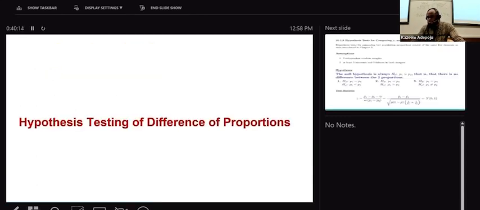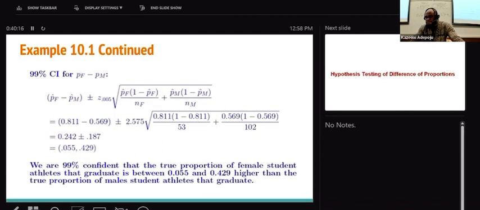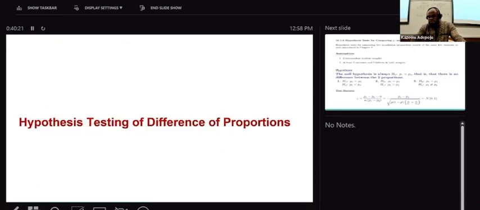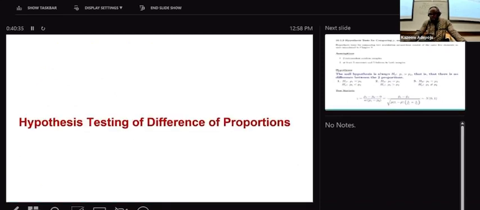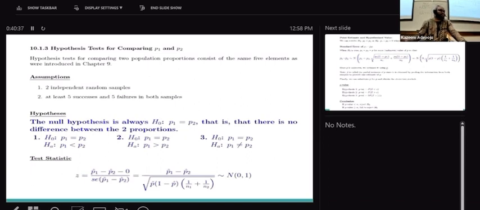We just talked about the confidence interval. We now want to go into hypothesis testing. This is part of chapter 10, hypothesis testing. But because I'm talking about the confidence interval for difference of proportion, I wanted you to see the difference between the two when I'm talking about hypothesis testing for that. Now, I want to introduce you to what we call hypothesis testing. What do we mean by that?